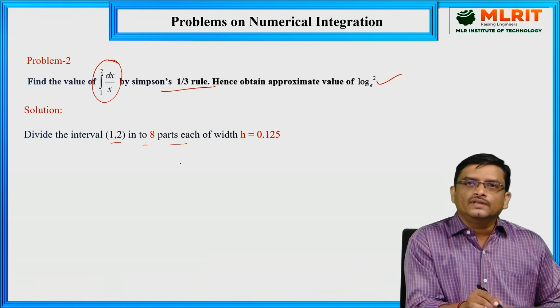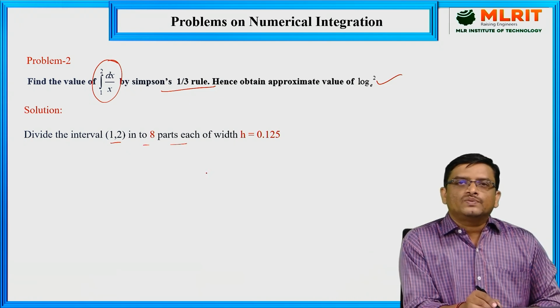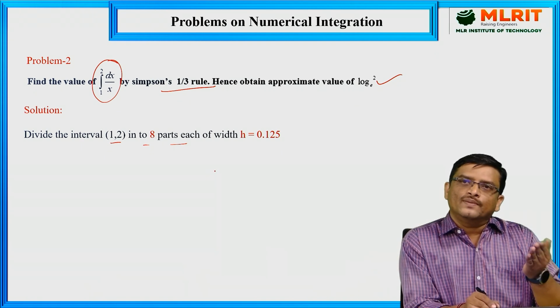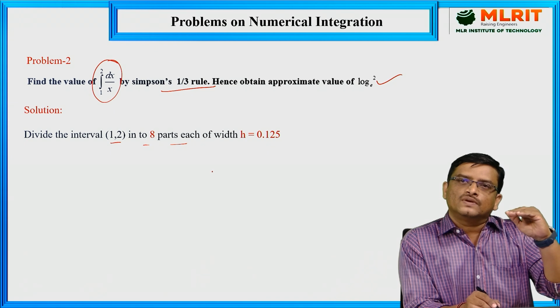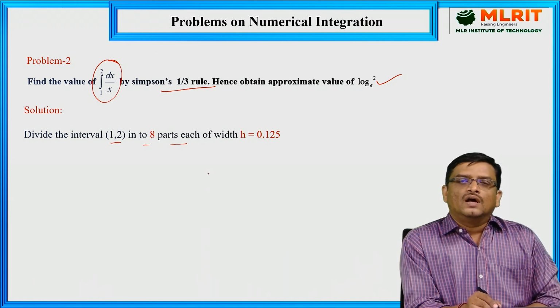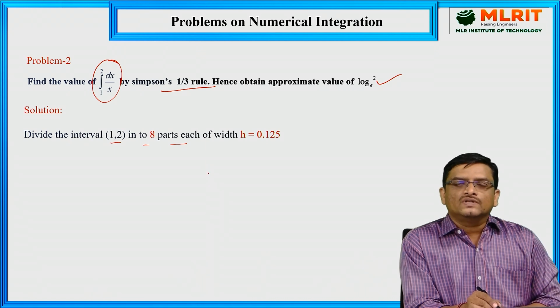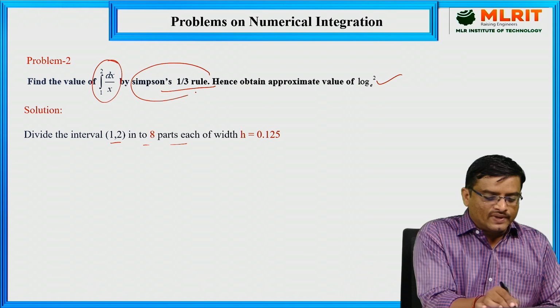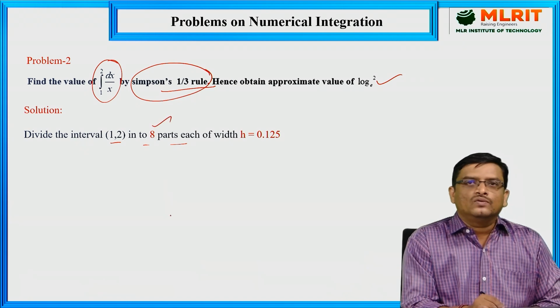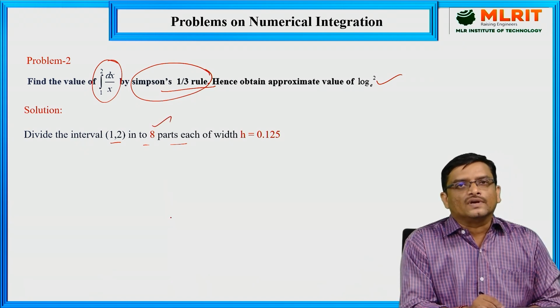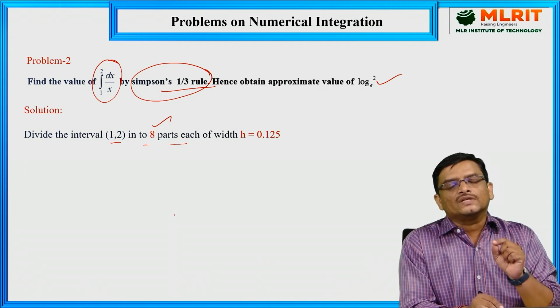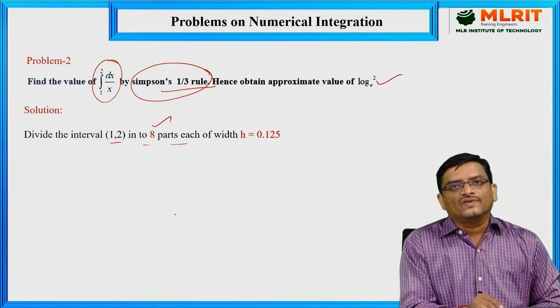If you observe this problem, he has not given the number of subintervals, whereas in the previous problem he had given the number of subintervals. So according to the number of subintervals given in the previous problem, we had taken the n value. Whenever the number of subintervals is not given, then according to the condition of Simpson's 1 by 3rd rule, we can take any value for n, the number of subintervals. The condition is that our n value, the number of subintervals, must be even. You should not forget this point.